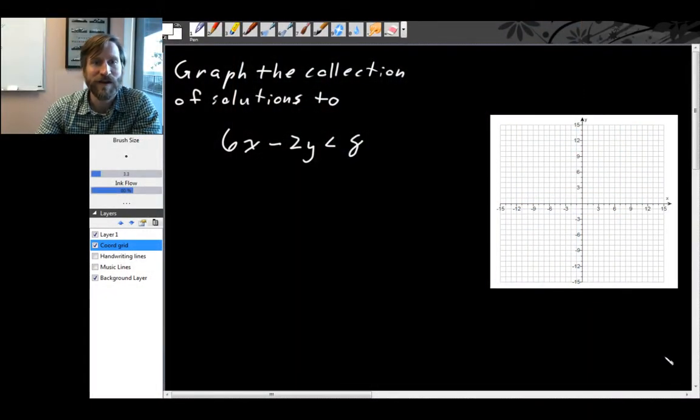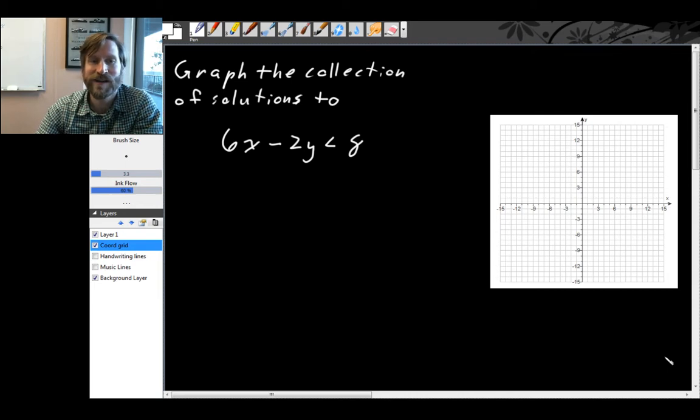In this video on the Fundamentals of Math 084, we're going to talk about graphing solutions to inequalities. We're going to be using a lot of what we already know about graphing lines in the plane. So if you are uncertain about how to graph a line in the plane, you should go back and watch the video on graphing lines first. So let's get started. Let's graph the collection of solutions to this inequality.